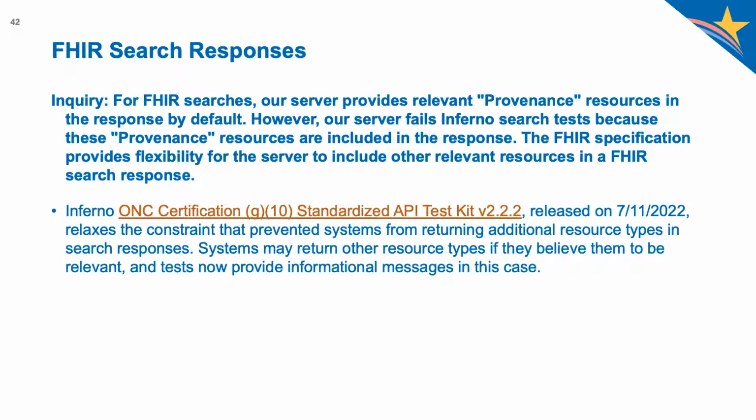Next slide, please. So here's an inquiry around FHIR search responses. So for FHIR searches, our server provides relevant provenance resources in the response by default. However, our server fails Inferno search tests because these provenance resources are included in the response. The FHIR specification provides flexibility for the server to include other relevant resources in a FHIR server search response. So the Inferno ONC Certification G10 Standardized API test kit in version 2.2.2 released relaxes the constraint that prevented systems from returning additional resource types in search responses. Systems may return other resource types if they believe them to be relevant, and tests now provide informational messages in this case.